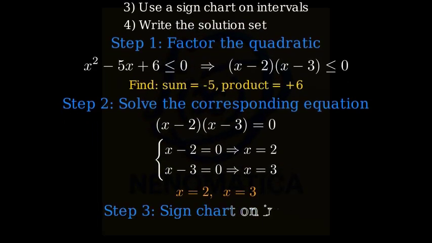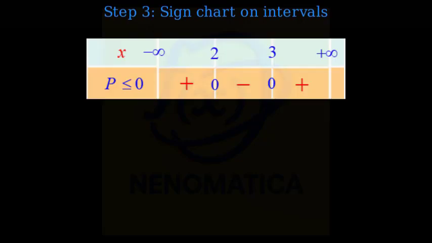Step 3. Use a sign chart to determine the sign of the expression. We split the real line at 2 and 3. Because the parabola opens upward, it is positive outside the roots and negative between them. We have 0 at the roots. So we get plus on the left, 0 at 2, minus between 2 and 3, 0 at 3, and plus on the right.